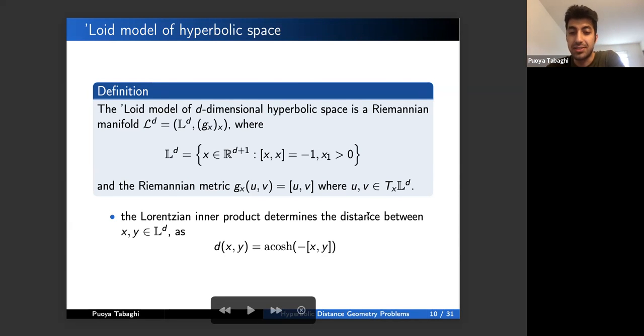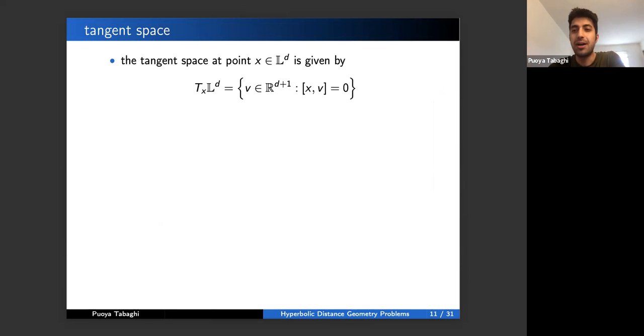Also, the closed form distance between any 2 points on the Loid model is characterized by this Lorentzian inner product. This is the formula: the inverse hyperbolic cosine of minus the inner product of x and y will give you the distance between x and y. So it seems very crucial that we should really get to know the Lorentzian inner product before trying to solve anything in hyperbolic spaces.